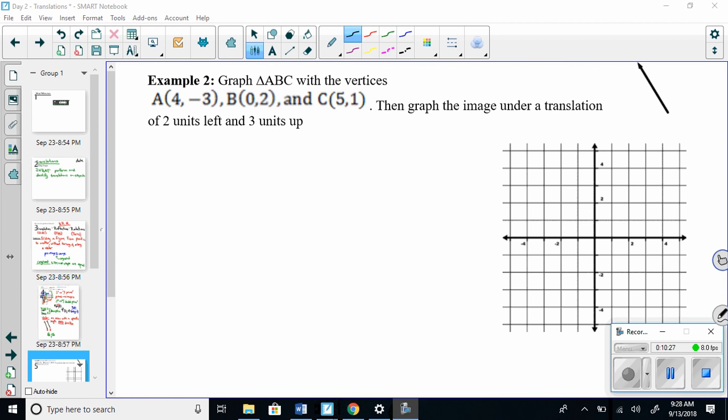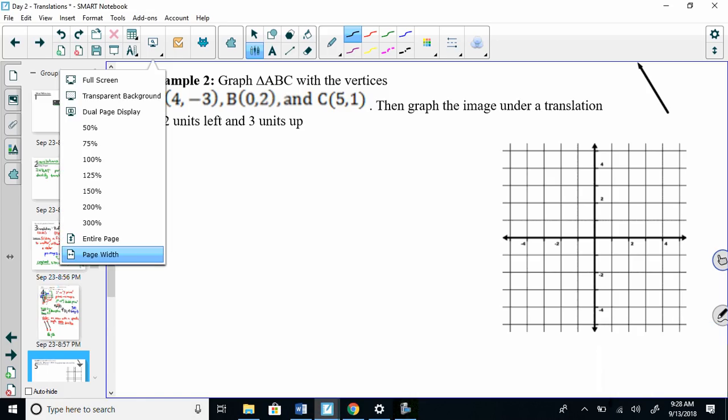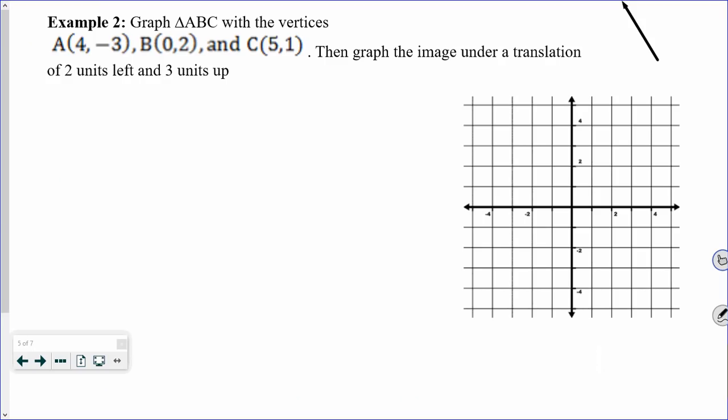So let's try one example together before you move on to your independent practice. So we have triangle ABC. This symbol means triangle. ABC, so let's graph that. A is 4, negative 3. B is 0, 2. And C is 5, 1. Please draw this triangle. I know mine's not very good. Please try to draw a better triangle on your own notes.